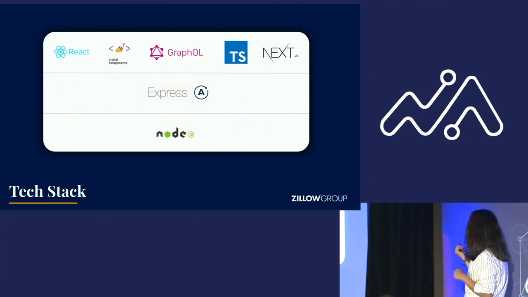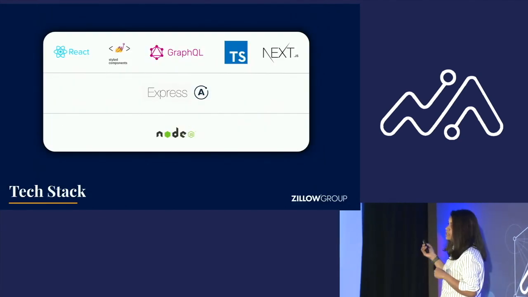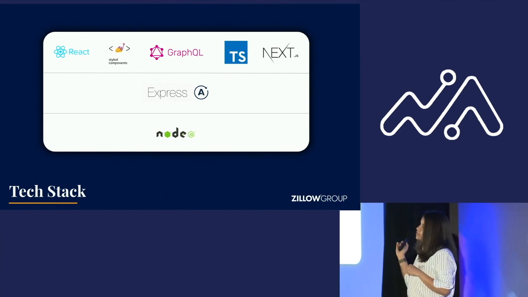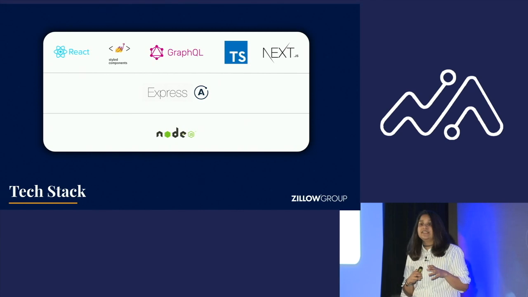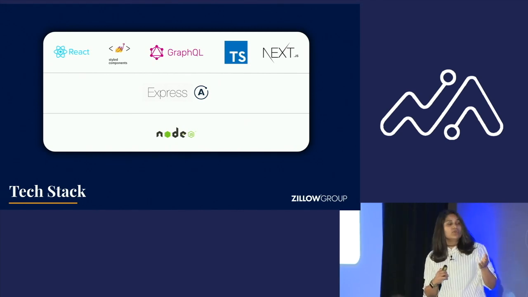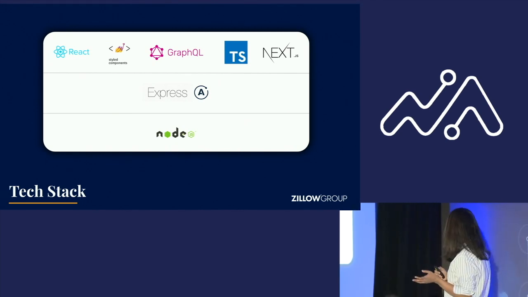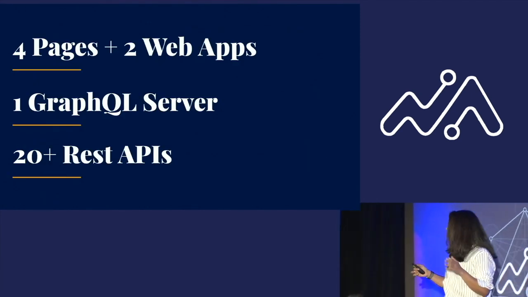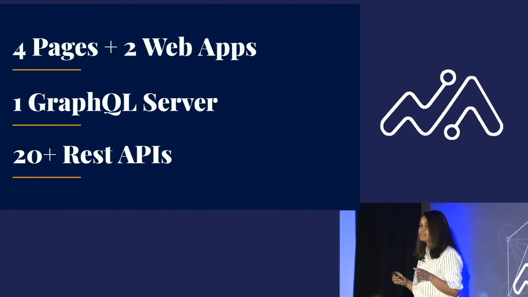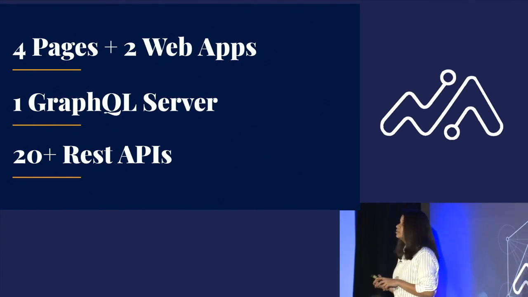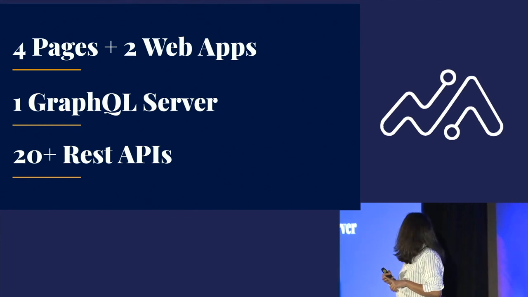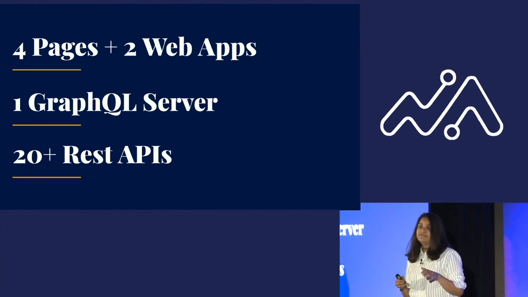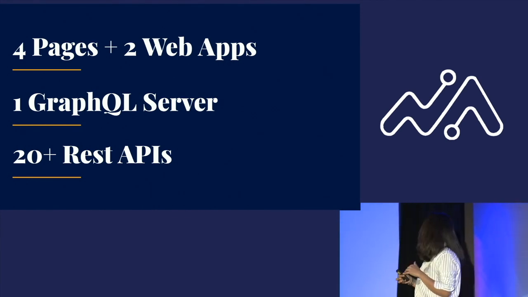Our tech stack looks like this. It's Node with Express and Apollo client. We use that to talk to our GraphQL Apollo server. And the page actually lives in a Next.js app, which is written in TypeScript and React. So we actually have 2 different web apps and 4 pages split between them. And they all use a common GraphQL server along with our other clients, Android, iOS, to talk to 20 different REST APIs for different categories of data.